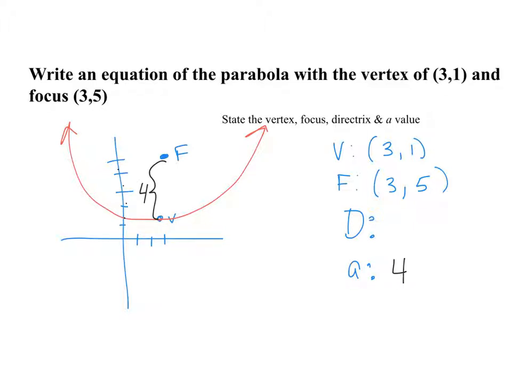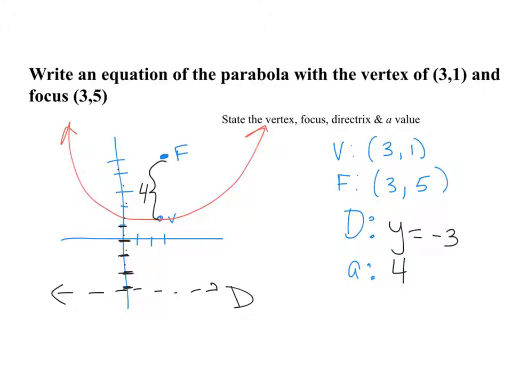So I need to find 4 from my vertex. So this is 1, 2, 3, 4. So if I count my spaces, I have 1, 2, 3. I need one more space to get 4. So 1, 2, 3, 4. My directrix is right here. And that is at y equals negative 3.